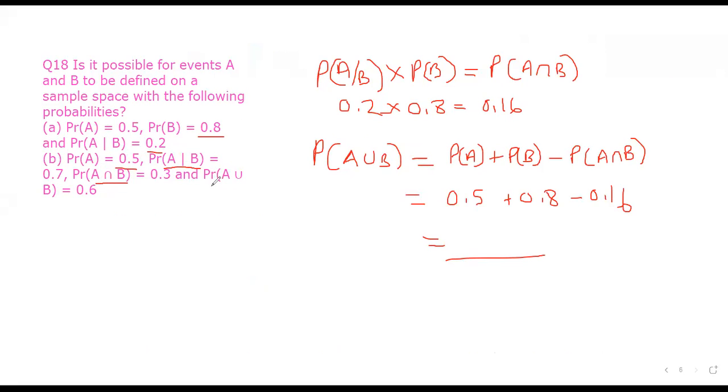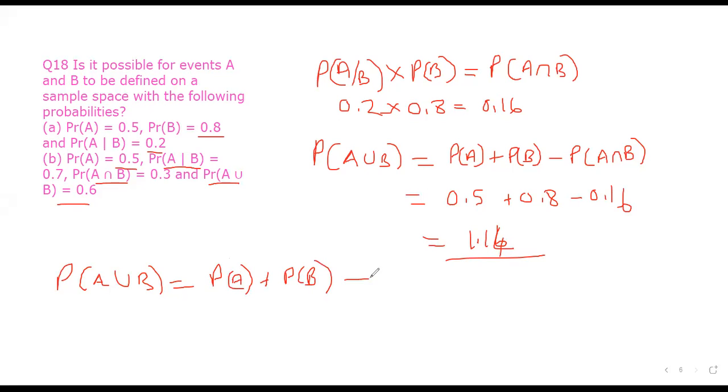Then the next one here, we're given probability of A, probability of A given B, probability of A intersection B, and probability of A union B. So we want to see whether it's consistent here. So probability of A union B should be equal to what? A union B is probability of A plus probability of B minus the intersection of A and B.